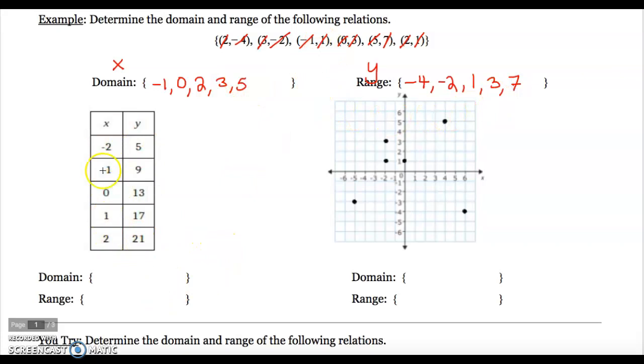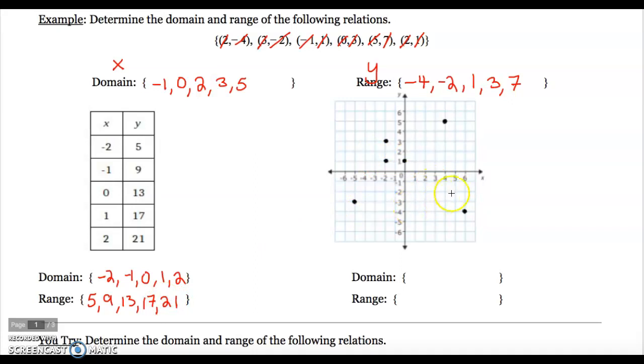I'm going to do the same thing with the table and the graph as well. Down here, for my domain, I just have to look at my X values. These ones are kind of nice because they've been written in order for me. So I got -2, -1, 0, 1, and 2. That takes care of my X values, my domain. And then my Y values go in my range: 5, 9, 13, 17, 21.